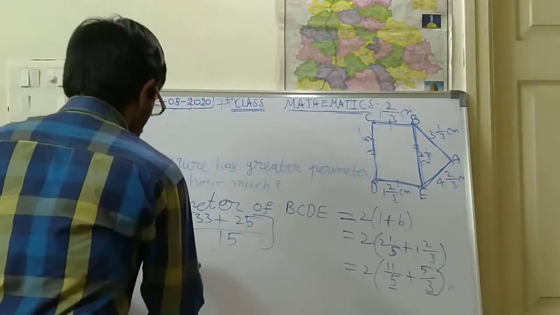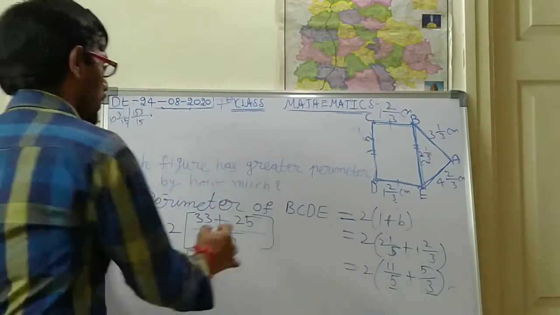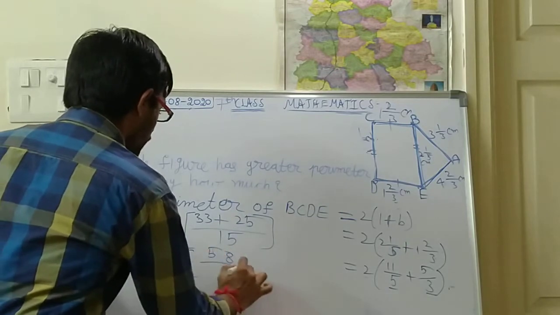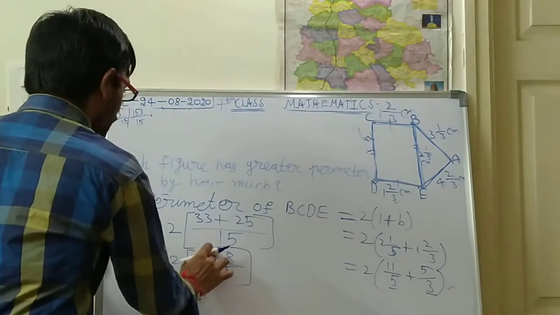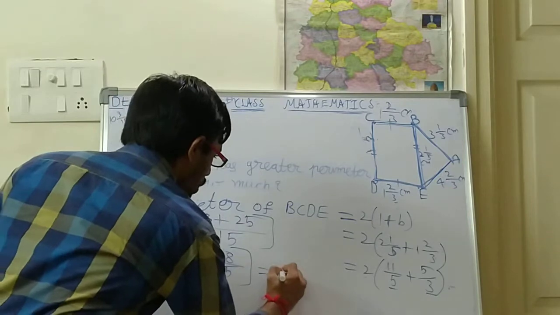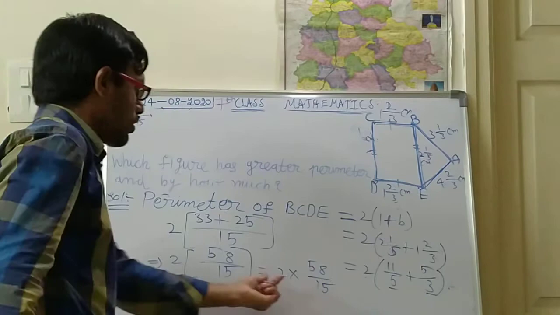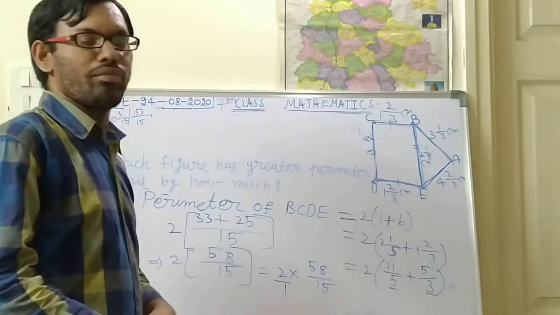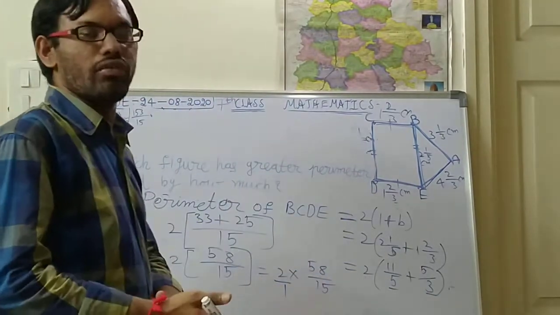Okay, I think you are understanding. So what will we get? 2 into (33 plus 25). 5 plus 3, 8. 2 plus 3, 5. 58 by 15. Okay, children. Now 2 into 58 by 15. This 2 we can write as 2 by 1. 2 by 1 into 58 by 15. So numerators we have to multiply, denominators we have to multiply.